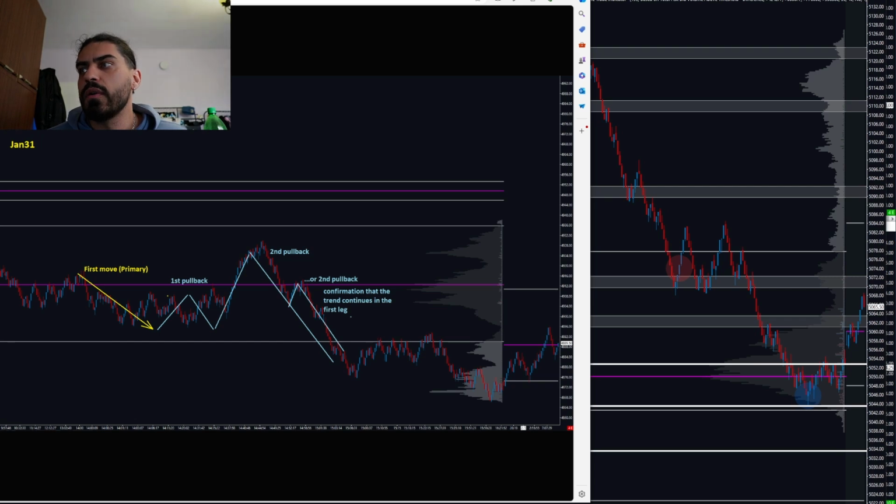The best probability you're going to have is most likely going to be the second pullback that you actually get in the market. That's going to decide the majority of the movement and the trend that persists. So the lower risk is the secondary pullback.